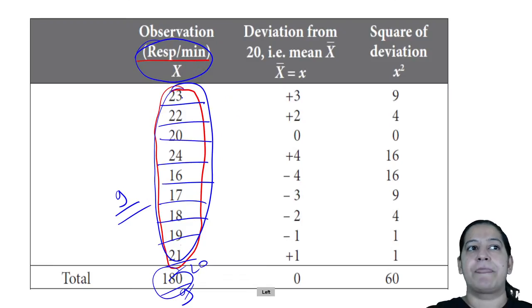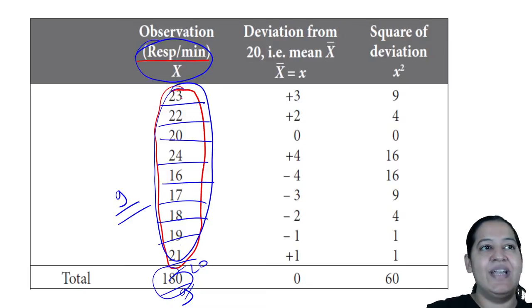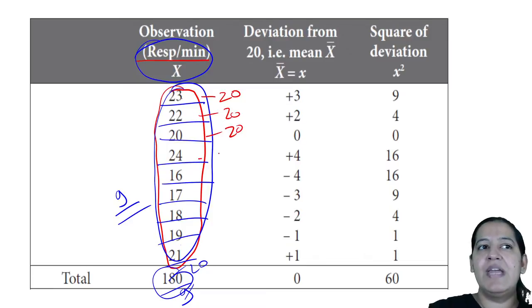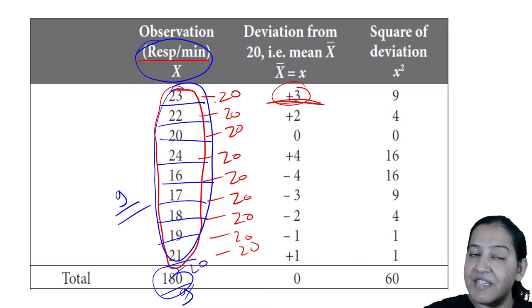Now take each of them. Take the first one, which is 23. How far is 23 from 20? Subtract the mean from each of them. The mean is 20. Again, I am saying, subtract the mean from each of them. So 23 minus 20 will be plus 3. So this is the mean deviation.